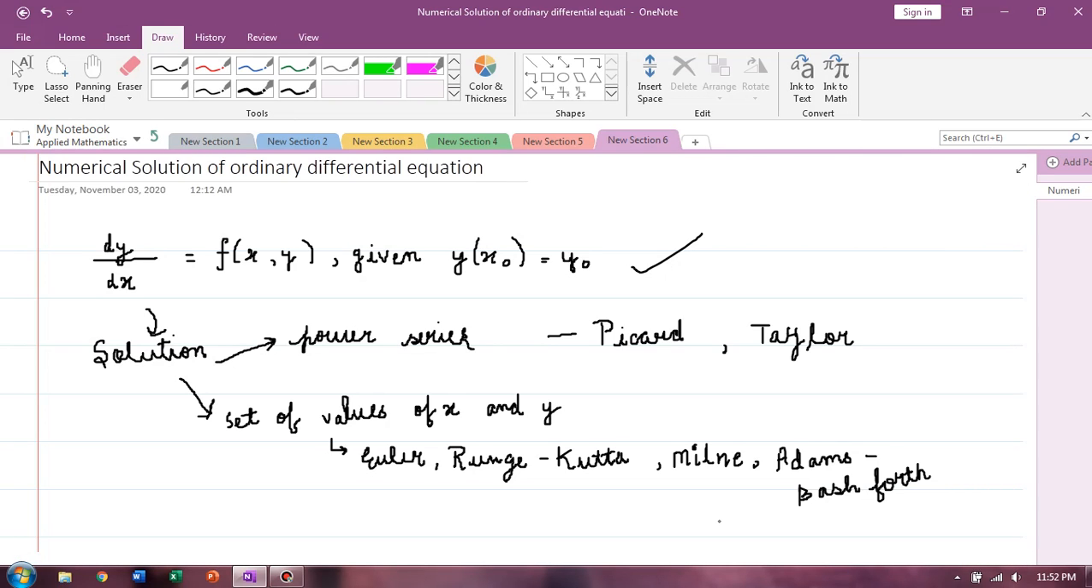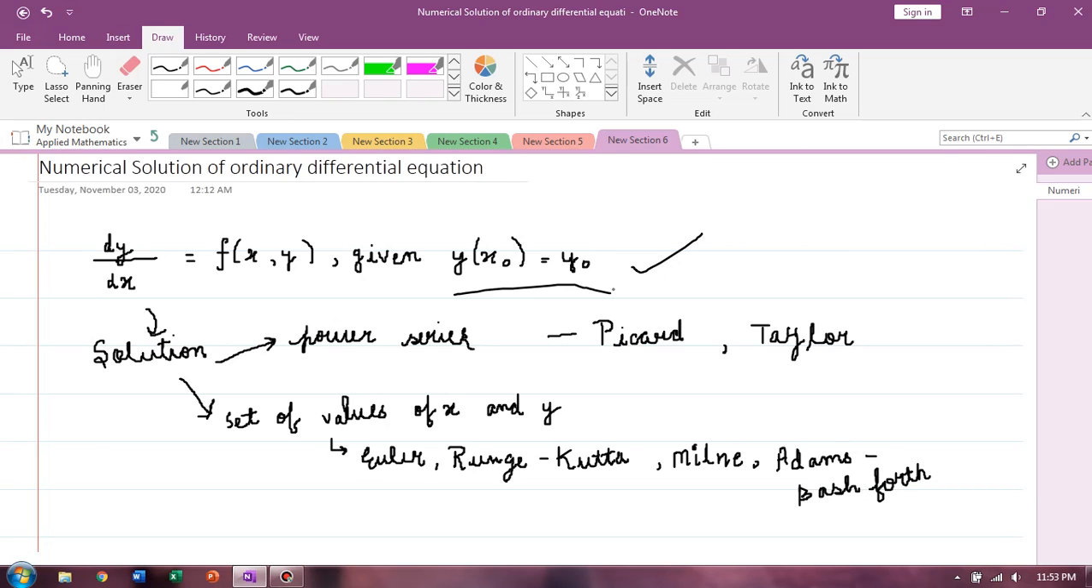Now the initial condition in this equation is specified at the point x naught. Such problems in which the initial conditions are given at the initial point only are known as initial value problems. But there are problems where second and higher order differential equations are involved, and the conditions may be given at two or more points. Such problems are known as boundary value problems.